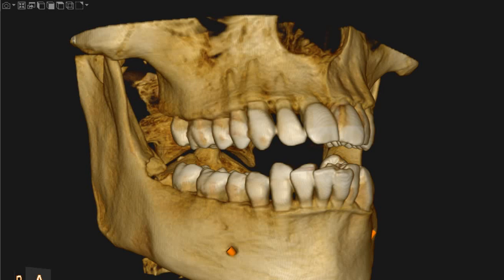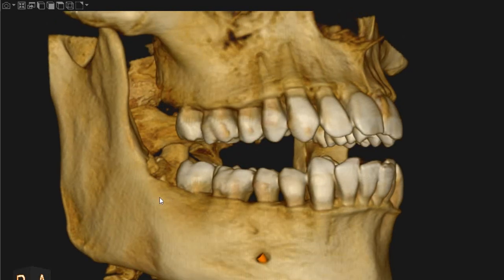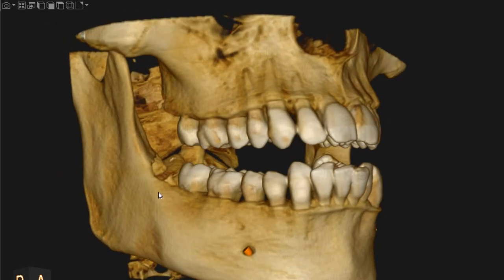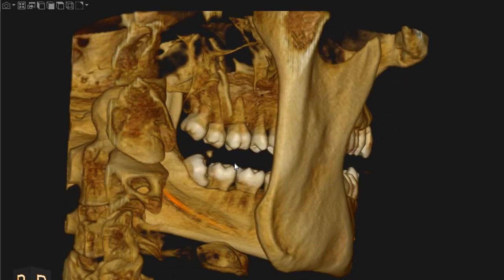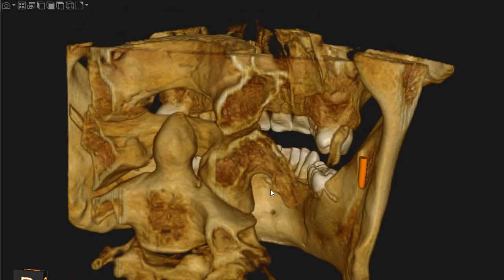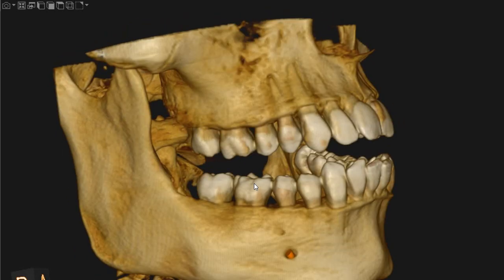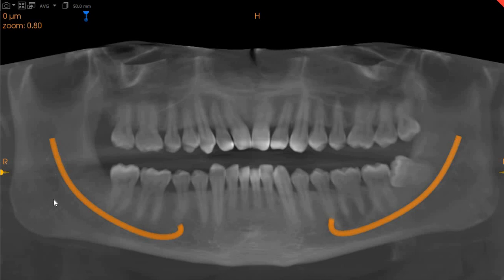This is the CBCT of the patient that you had requested. The area of interest is the lower right 8, and the doctor has asked to check for remnants of the lower right 8 root fragments, if any are present. On the 3D rendering, we don't see anything major. On the panoramic view, we can see that the root tooth was extracted from the lower right segment.